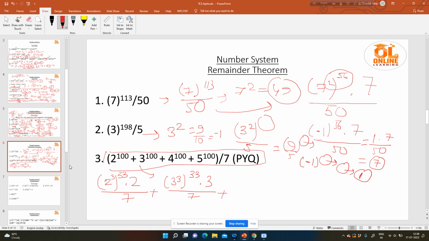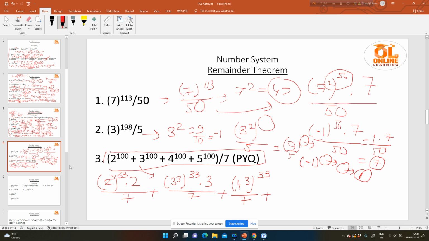4 ones are 4, 4 square is 16. If we divide by 7, we will be getting 2 as remainder. Then 4 cube is 64. We know 7 nines are 63. So if we divide it by 7, we will be getting 1 as remainder. So we can again use it. (4 cube) to the power 33 into 4 by 7.